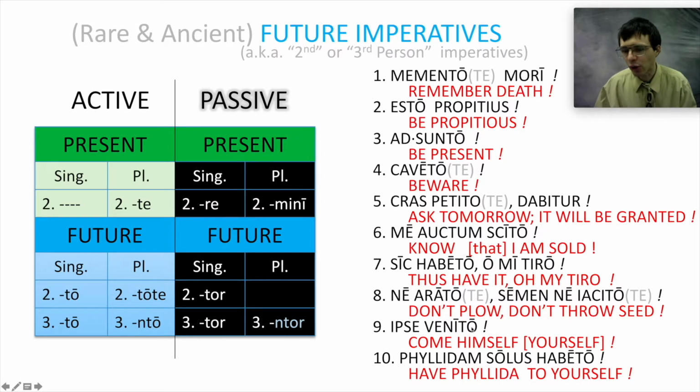Ipse venito. Now, this is third person, so here we can use a third person form. Not to ipse, but just ipse. So it's he himself come, but it's more like you come, is the way it's supposed to be taken. It's just very formal. Come himself. And then the last one is Philidam solus habeto. And this again is formal. Being alone, have Philidus. So in other words, it's have Philidus by yourself. I'm not coming to tea. It's just going to be the two of you this time.